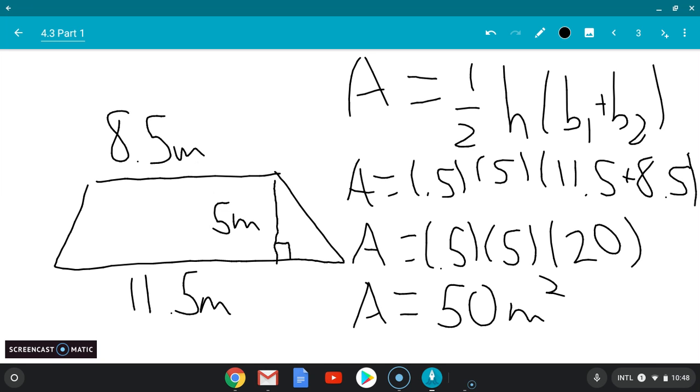A little more complicated than a parallelogram or a triangle. Okay, but still not too bad. You just have to remember we're going to add our two bases together, and the two bases are our parallel sides.